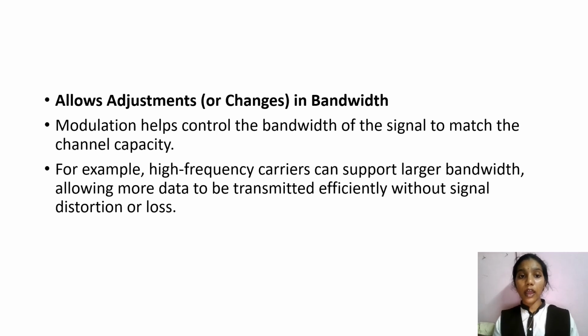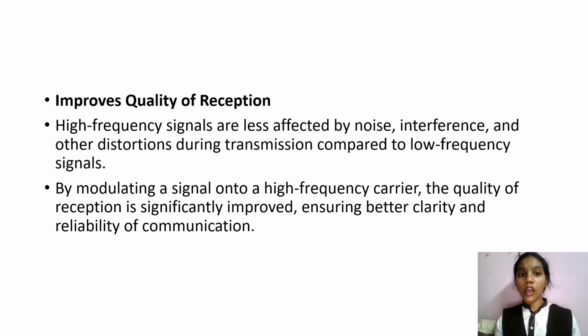This is how modulation allows adjustment in bandwidth. Modulation helps control the bandwidth of the signal to match the channel capacity. For example, a high frequency carrier can support a larger bandwidth, allowing more data to be transmitted efficiently without signal distortion or loss. And the next one is improving the quality of reception.